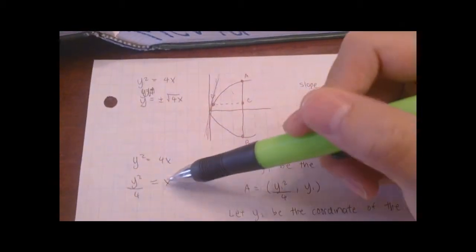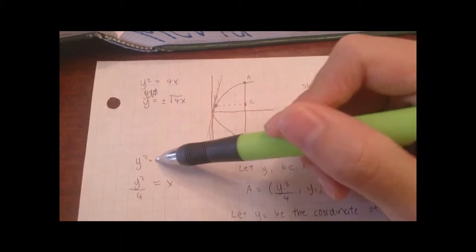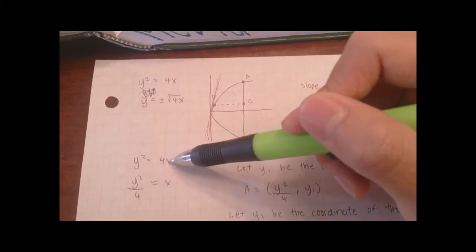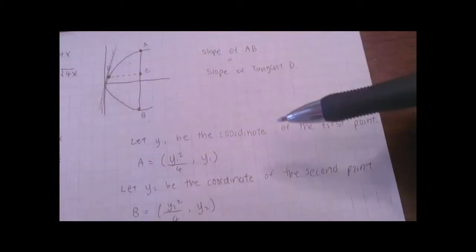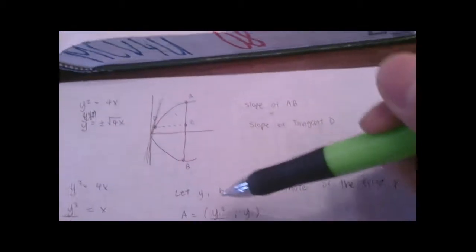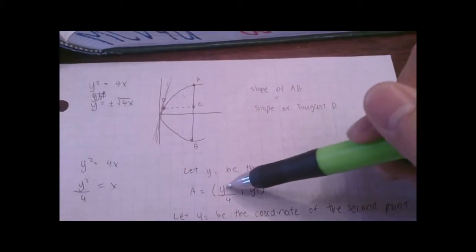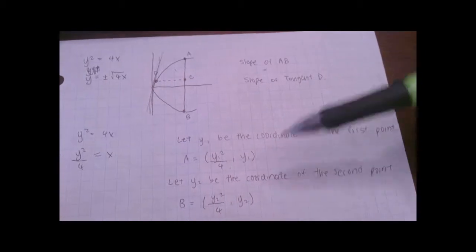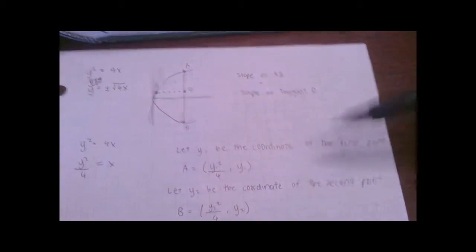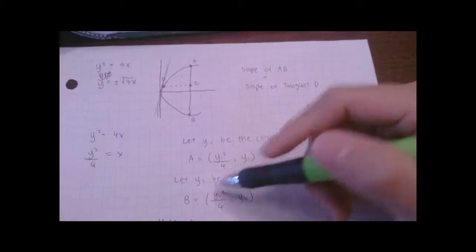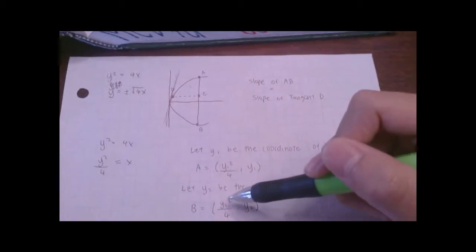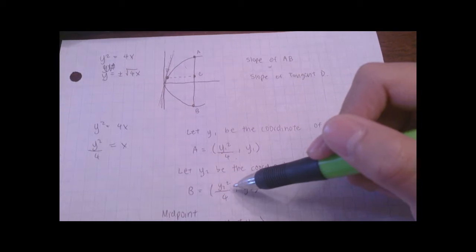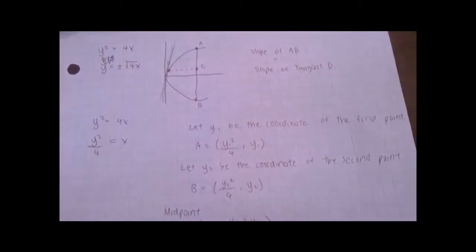So right here we solve for our x value by using our original equation. Our original equation is y to the power of 2 equals 4x. So we just solve for x, bring the 4 over. So y to the power of 2 divided by 4 equals x. So let y1 be the coordinate of our first point. So our y value is y1, and then in terms of y for x, y1 to the power of 2 divided by 4. So that's point A. Once again, we do the same thing for point B. So let y2 be the coordinate of the second point. So our y value will be y2, and then once again, in terms of y for x, y2 to the power of 2 divided by 4, and that's our x value. So we have point A and point B.